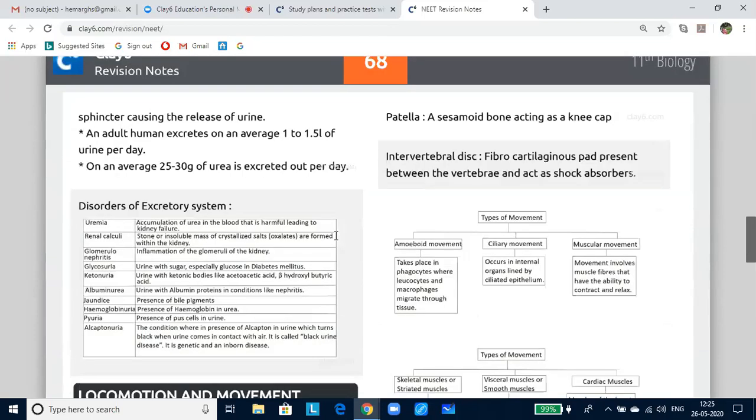An adult human excretes on an average 1 to 1.5 liters of urine per day. On an average, 25 to 30 grams of urea is excreted out per day.